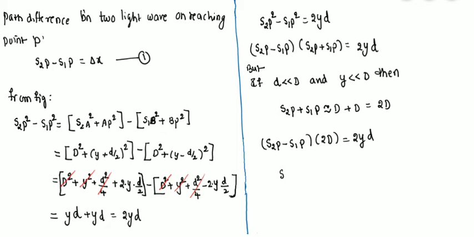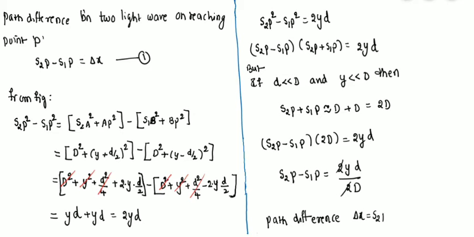At last we get the path difference, s2p minus s1p, which is 2y into small d by 2 capital D. This 2 gets cancelled. Finally, we get the path difference formula: delta x, which is equal to s2p minus s1p, is equal to y into small d by capital D. This is equation 2. We got the path difference formula from equation 2. Next, I am going to erase and continue.